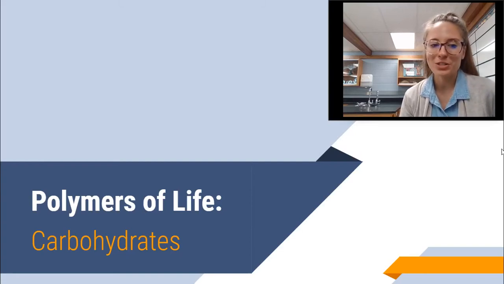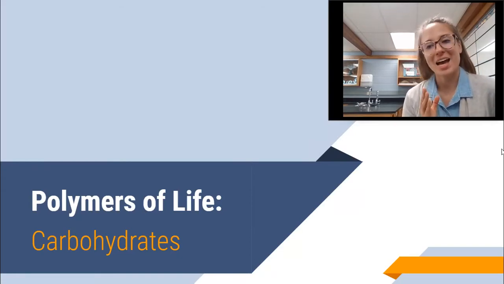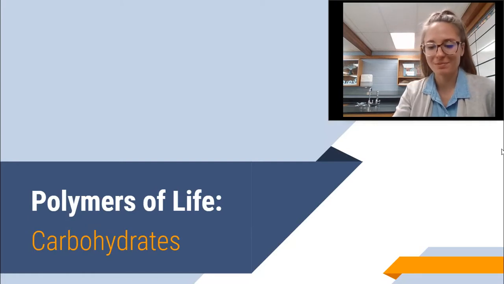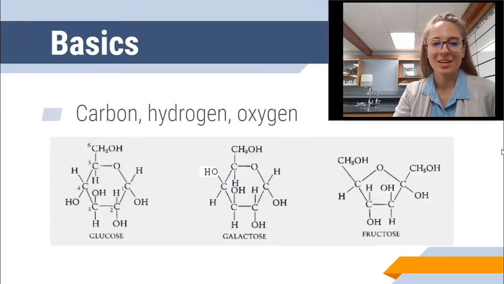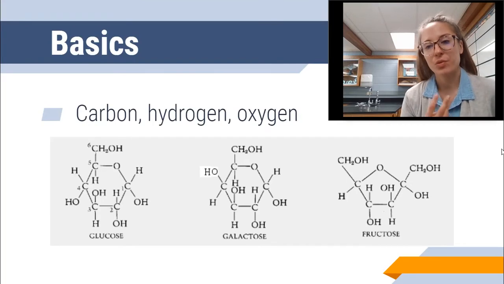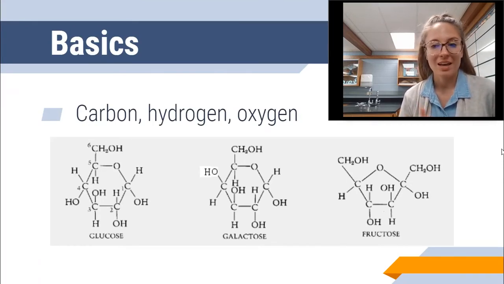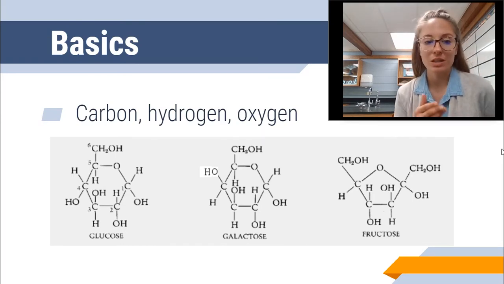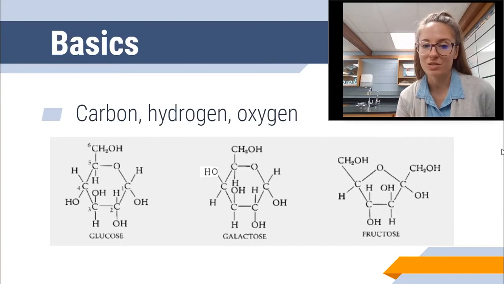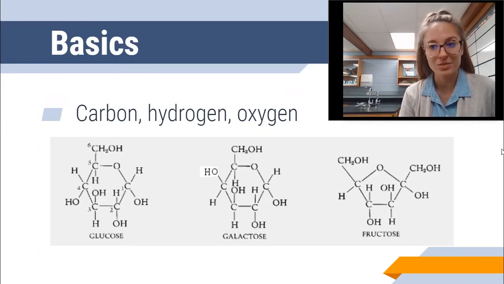In this video, I'm going to talk about one of the polymers of life, and that is carbohydrates. Carbohydrates are made up of three different elements: carbon, hydrogen, and oxygen. And really, there's a really specific ratio of carbon to hydrogen to oxygen that carbohydrates all have. So if you look on the screen, the three different molecules that you see there are just made up of carbons, hydrogens, and oxygens. And all three of those are carbs.